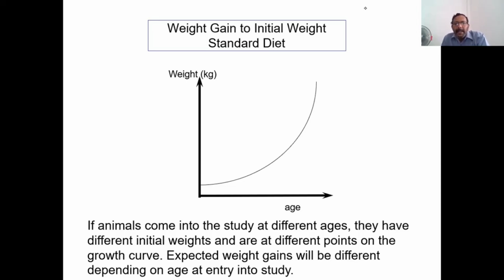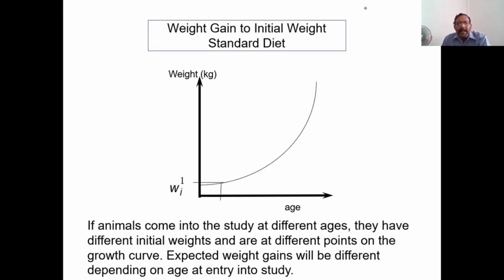If animals come into the study at different stages, different ages, for example, what I'm saying is different ages, even the ages may be defined in months, right? They have different initial weights. If they are coming at different ages, usually they have different weights. We can assume that. And they are at different points on the growth curve. So they will be at different points on the growth curve. Expected weight gains will be different depending on the age at entry.